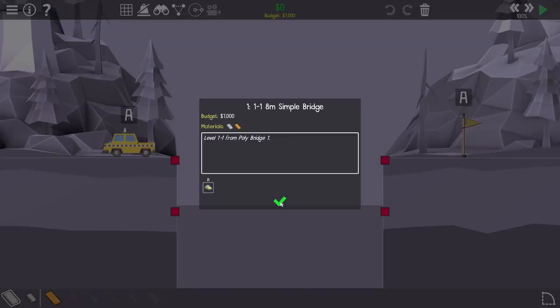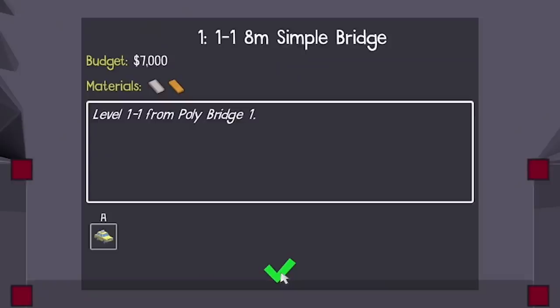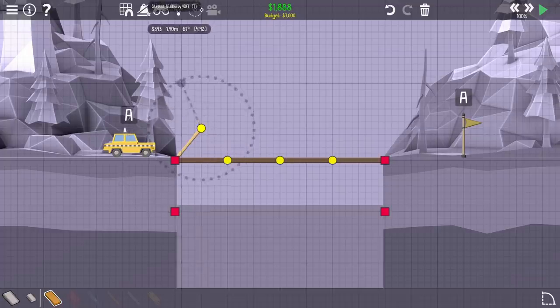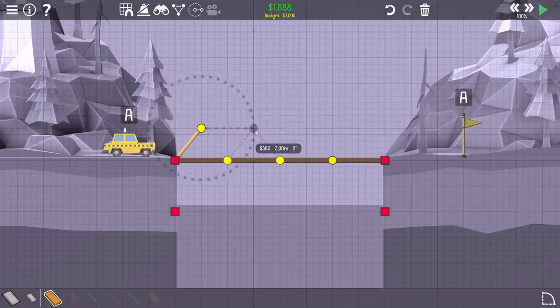Let's get back to some more bridge building. So what do we have? Level 1-1 of Polybridge 1. So we're gonna start pretty basic. And although we've got these anchor points down here, I'm just gonna do standard truss. I'm even going to auto-triangulate, because I am a pro.